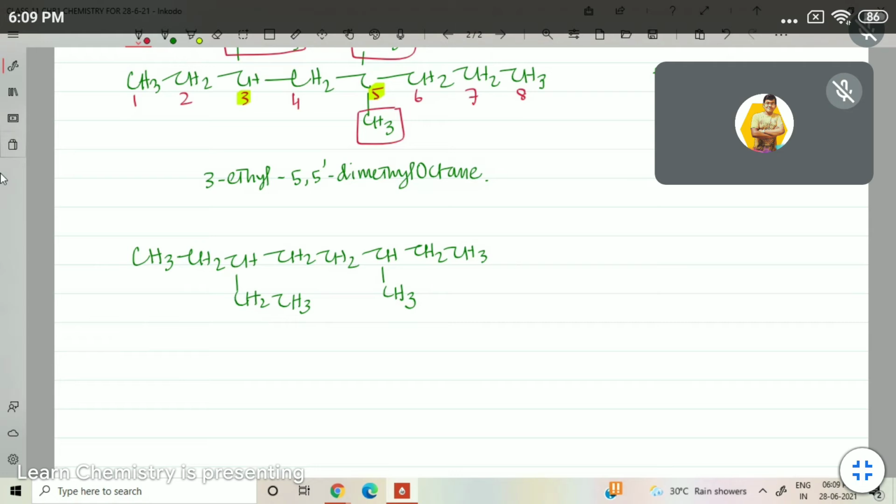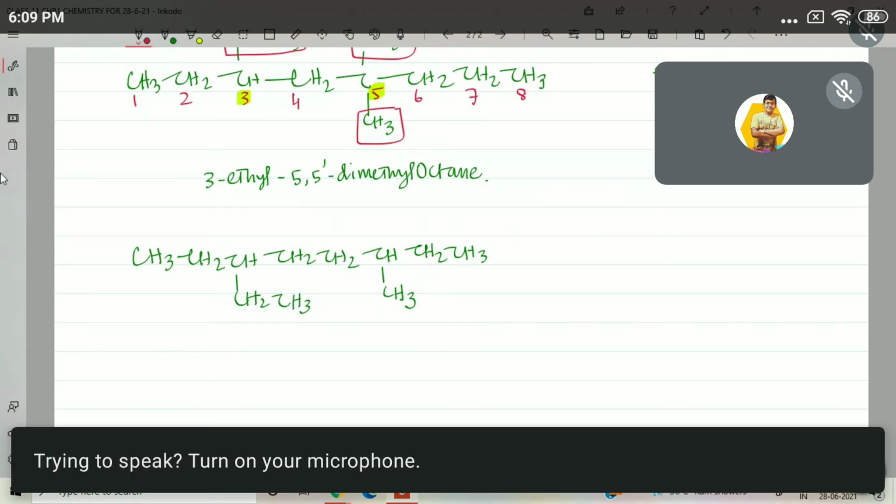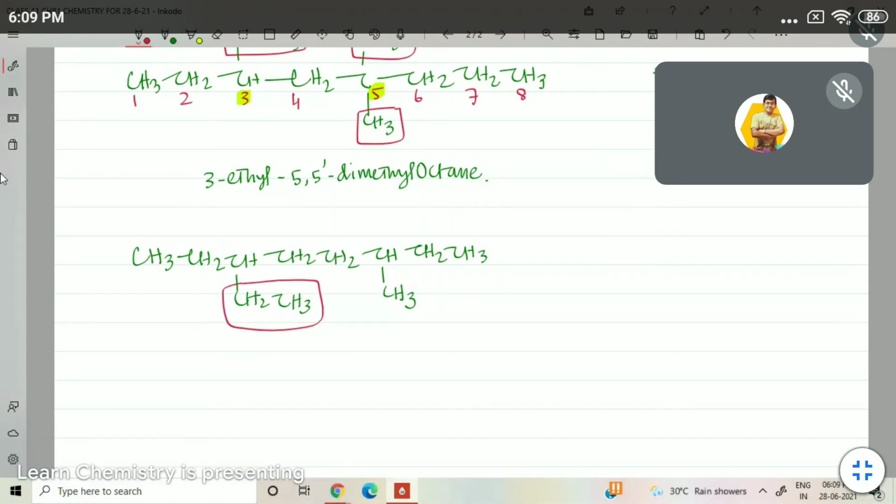Now what will you do? See, what are the groups? Alphabetical order. Yes, alphabetical order. So this is ethyl, this is methyl. Ethyl starts with E and methyl starts with M. So alphabetically, E comes before M. So that is why 1, 2, 3, 4, 5, 6, 7, 8. You will give the numbering in such a way that the ethyl comes first, after that the methyl.